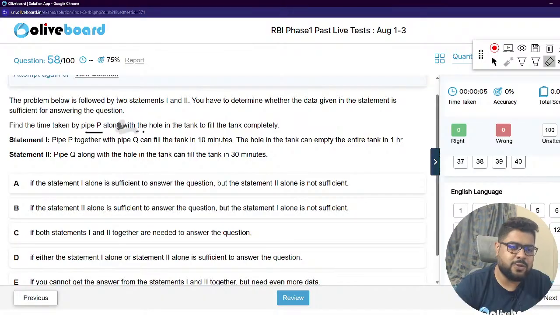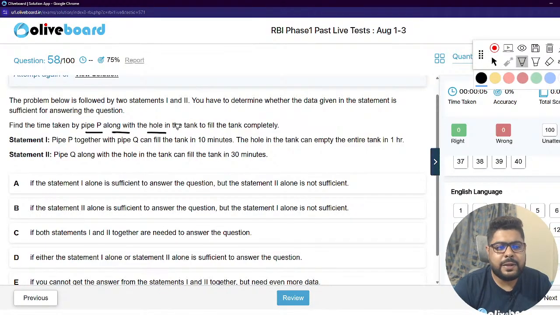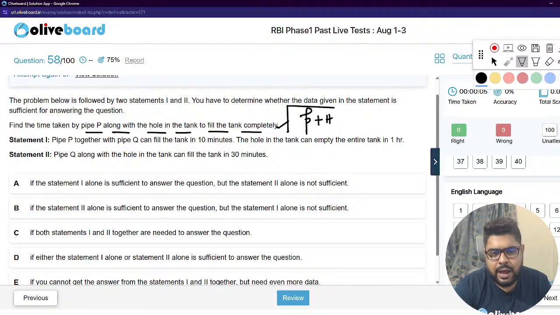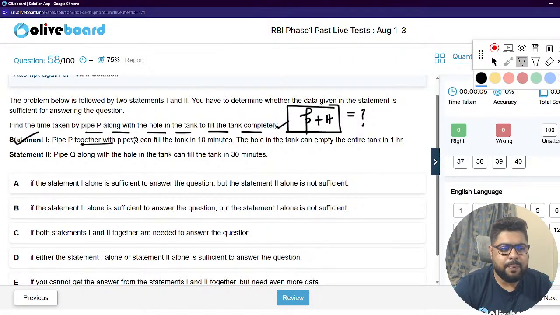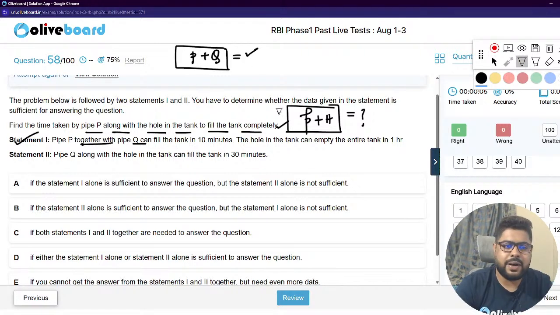Along with the hole in the tank to fill the tank completely. So it is like pipe plus hole. How much time will it take to fill? Sir, what is the equation? Statement 1, pipe P plus Q. So P plus Q is given. This much we know from statement 1.